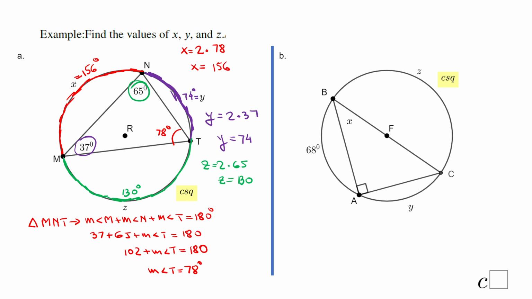Let's take a look at part B now. Part B very similar, but we should notice something very important. This is a right angle. So can I just go and say z is 180? Yeah, because z is twice the measure of that inscribed angle, which is 90 degrees. So that will be 180.